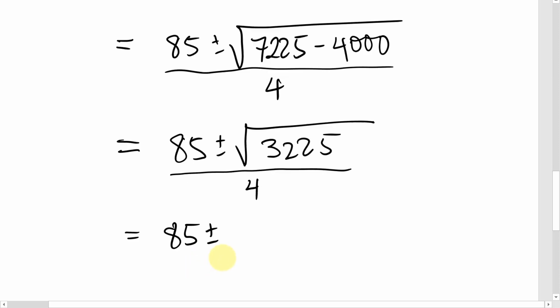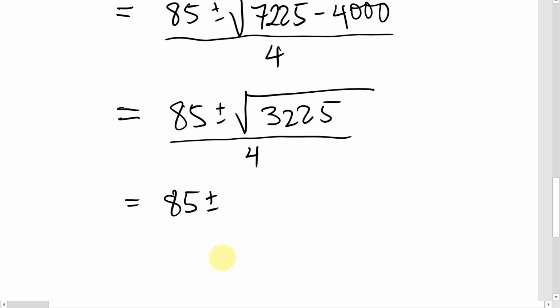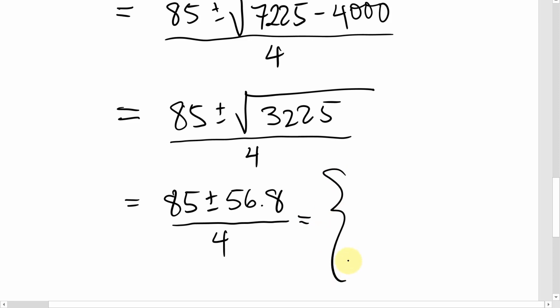Now to combine these, I need to get the square root of 3225. It probably doesn't come out to be a whole number, so let's use the calculator here. The square root of 3225 is about 56.8. The directions didn't say precisely how accurate you have to be, so in this context, 1 decimal is okay. That's all divided by 4. And now that we're ready to add the two together, we'll add it once with a plus and once with a minus. So the whole calculation once with a plus, the whole calculation with a minus.